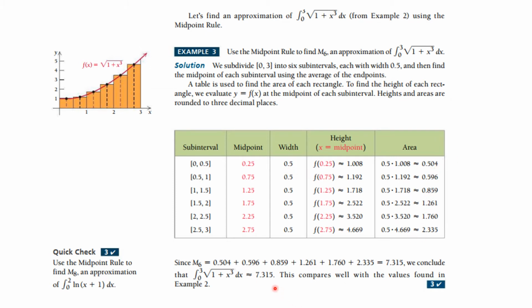We add them up, and this time we get that the area using this midpoint rule is also close to the same thing, approximately 7.315, and this compares well with the other examples we found using the left and right endpoints.